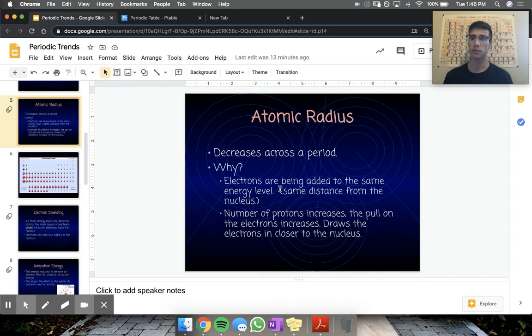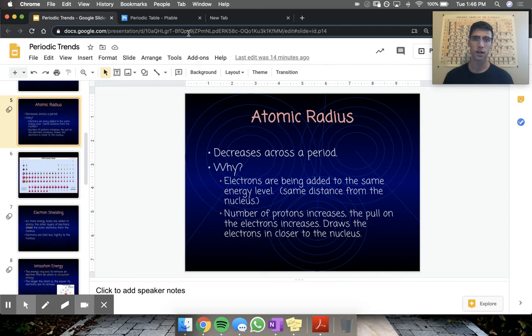So it's not that we're getting more shells, but electrons are not the only thing we're adding here. As we get bigger and bigger atoms, every time we get a new atom, keep in mind that the atom is identified by its number of protons, by its atomic number.